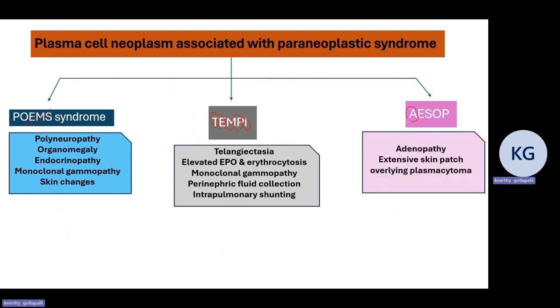ASOP is a newly added entity. You have adenopathy, and extensive skin patch overlying plasmacytoma. It's a skin patch overlying plasmacytoma. So these are the three paraneoplastic syndromes associated with plasma cell neoplasms.